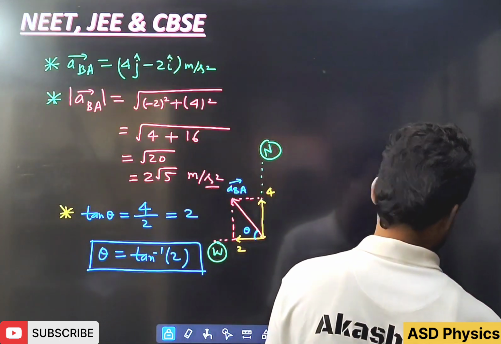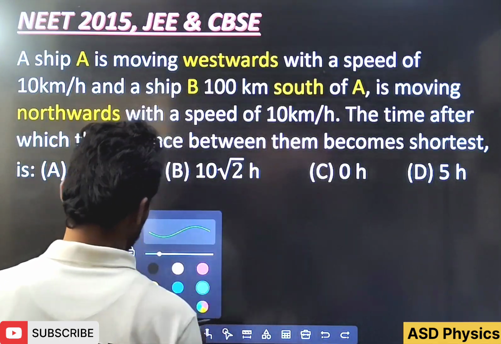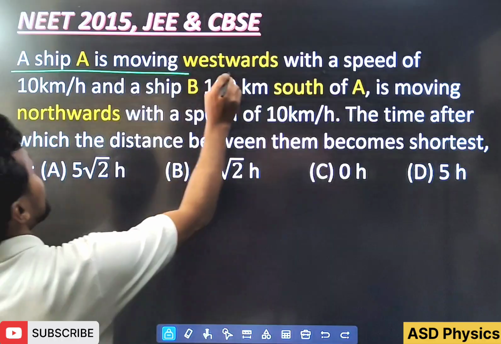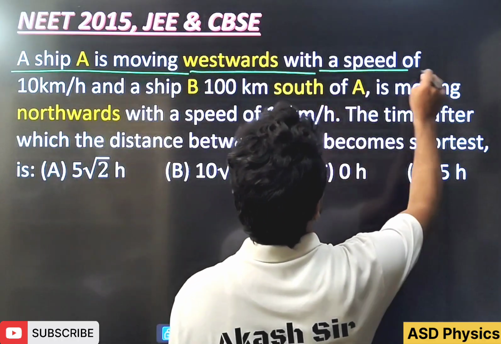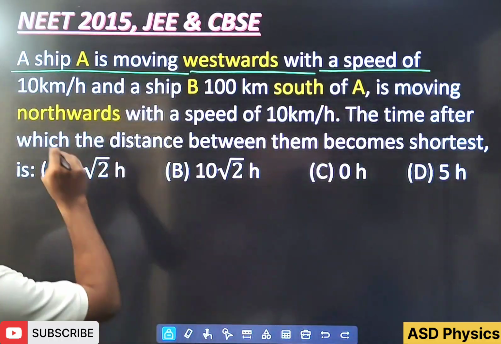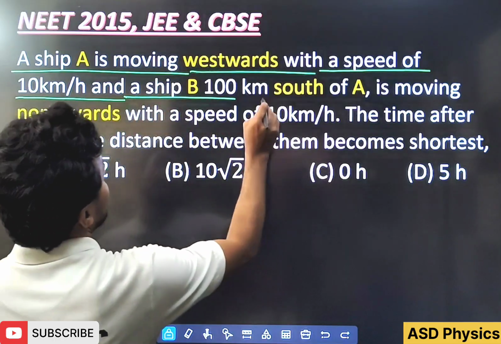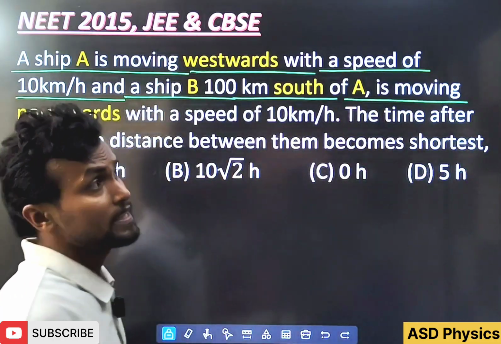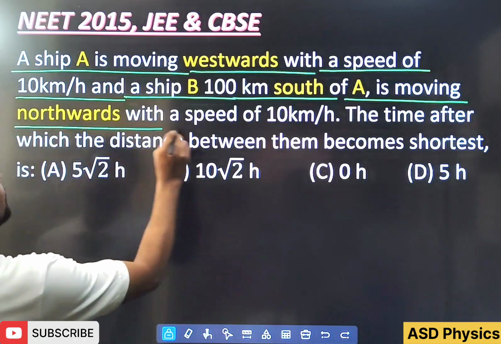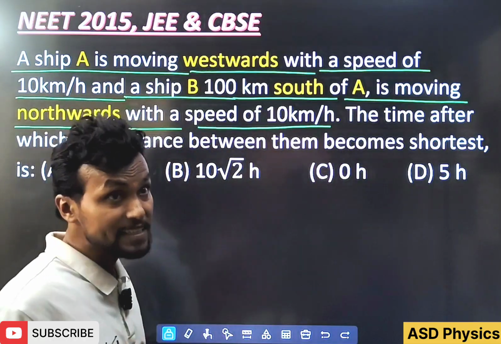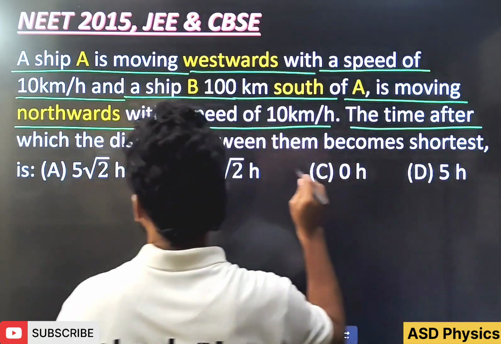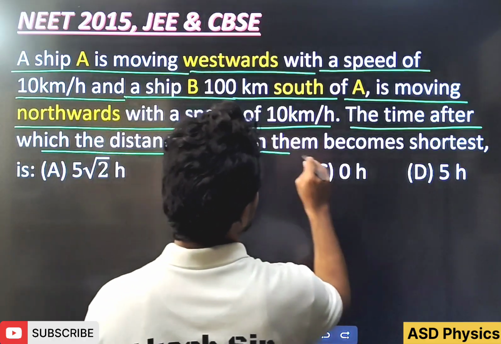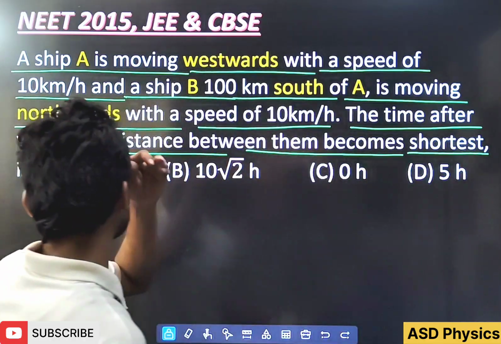Okay, great. Now students, let's move to the next one. Kindly see the question. A ship A is moving westwards with a speed of 10 km per hour, and ship B, 100 km south of A, is moving northwards with a speed of 10 km per hour. The time after which the distance between them becomes shortest is how much?